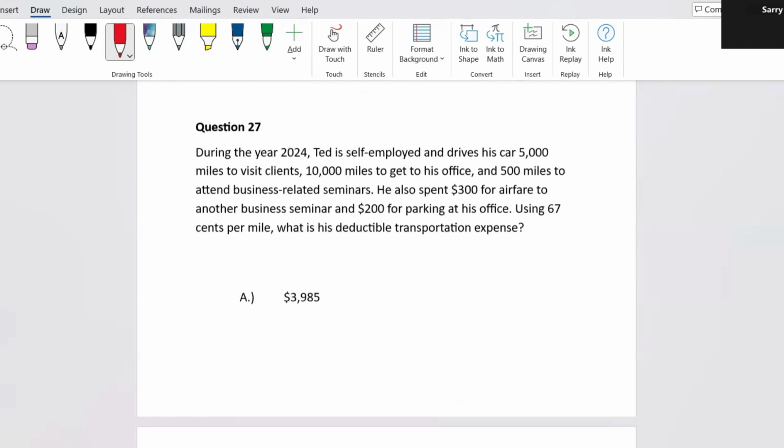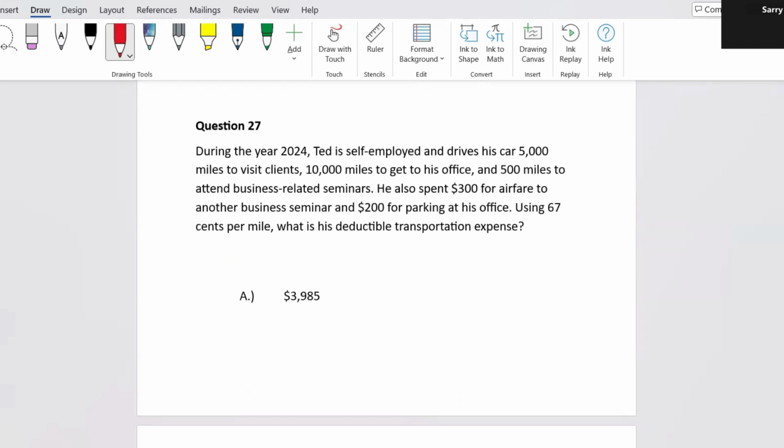Question 27. During the year 2024, Ted is self-employed and drives his car 5,000 miles to visit clients, 10,000 miles to get to the office, and 500 miles to attend business-related seminars. He also spent $300 for airfare to another business seminar and $200 for parking at his office, using 67 cents per mile. What is his deductible transportation cost?